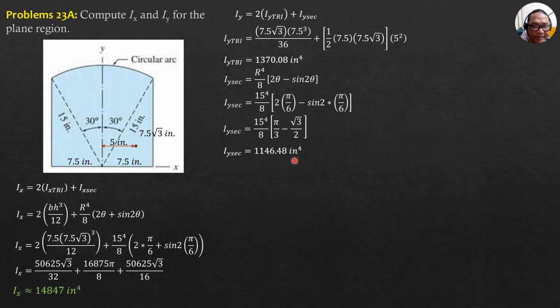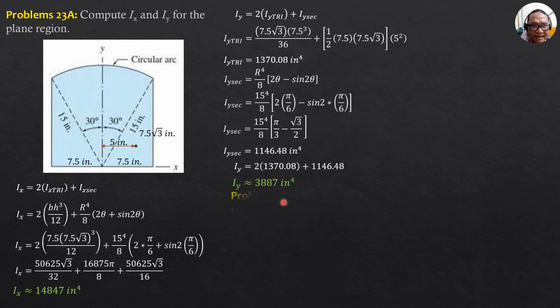So IY therefore is equal to 2 times 1370.08 plus 1146.48. So IY is equal to 3887 inches to the fourth.